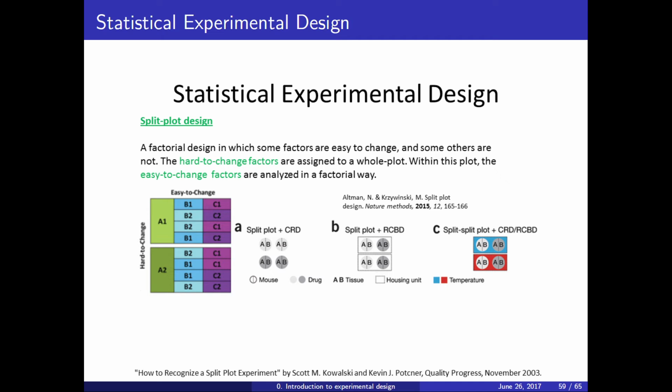You have these split plot designs. It is a factorial design in which some of the factors are easy to change and some other factors are not. So these hard to change factors are assigned to a whole plot. For instance here, A is hard to change, but B and C are easy to change. So A acts as a kind of block, and then within A you make all combinations of B and C. So you do B1 C1, B2 C2, B2 C1, and so on.